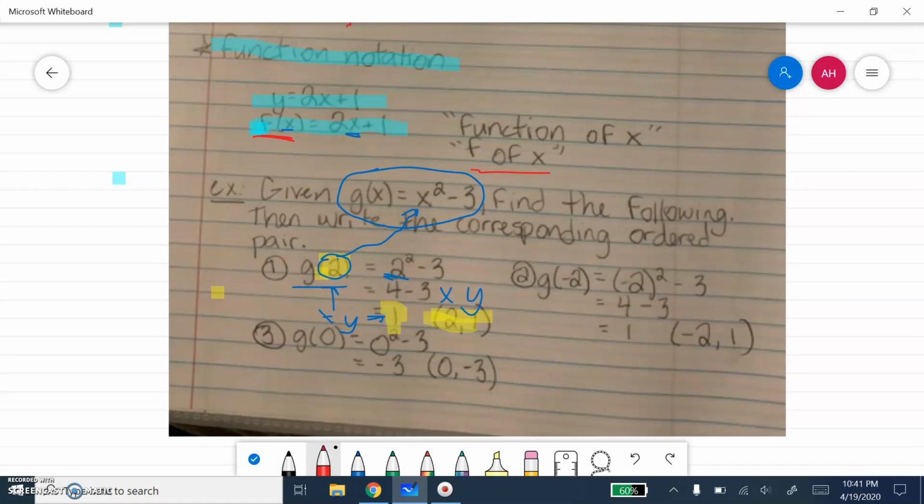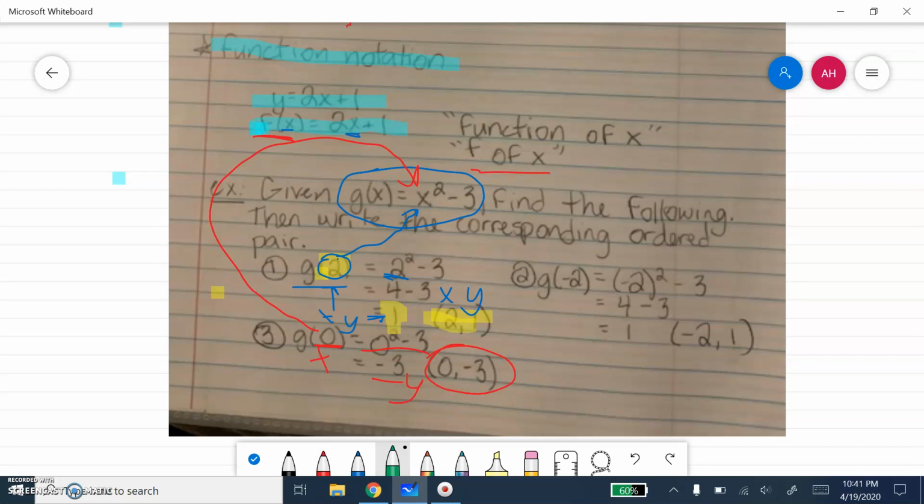So we'll do the same thing with the next one. We're trying to find g of 0. All that does is tell me that I'm going to take 0 and put it in for x. So we have 0 squared minus 3. 0 squared is 0, minus 3 gives us negative 3. And then again, this 0 is your x, and what you get out is your y. And so we can write the ordered pair 0, negative 3. Same thing here for number 3, sorry, that was 3. I did it out of order.